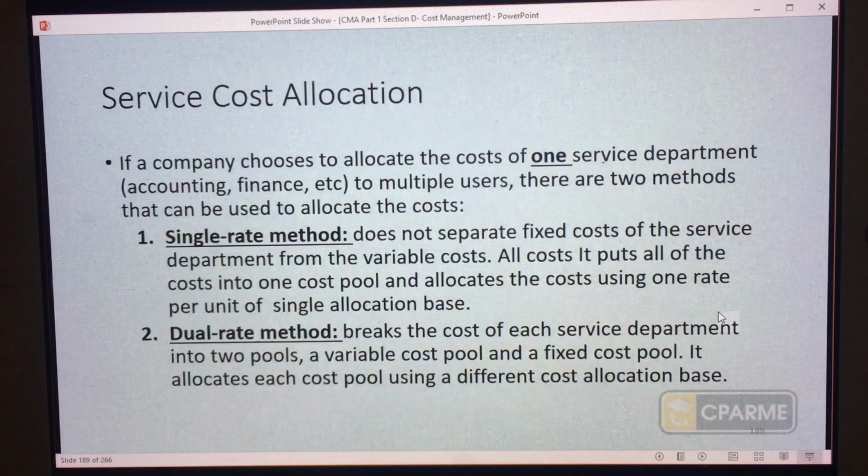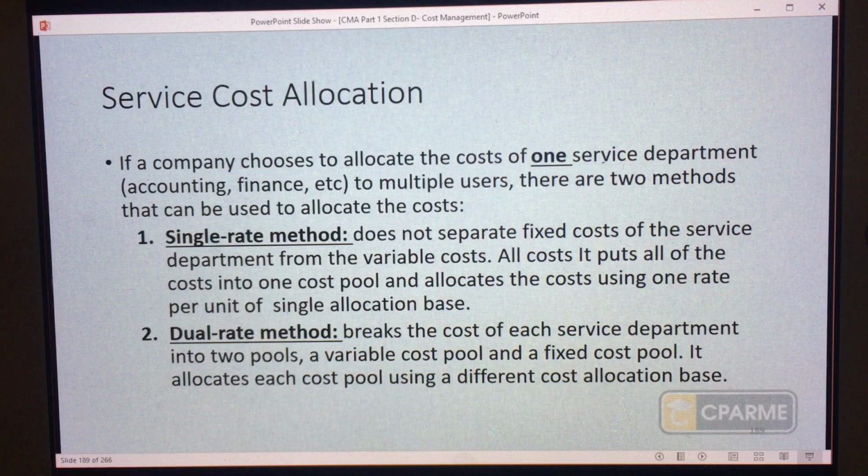Part of allocation would also be service cost allocation. This is where you see costs being allocated from one service department to the other. Or if not, you have multiple users. And there are two methods that are associated with service cost allocation. That is your single rate and dual rate.